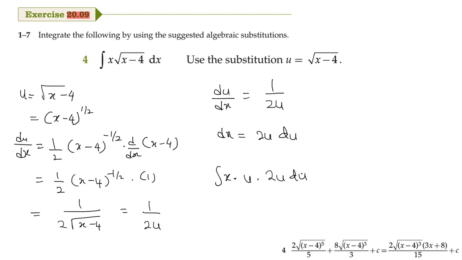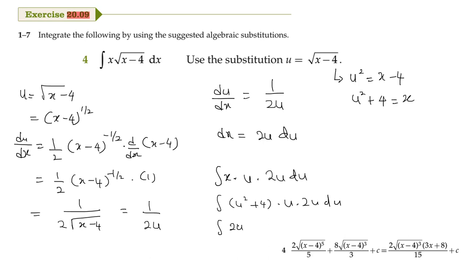Your function is in terms of two variables. So, what we need to do is find your x from here. Okay. So, therefore, you may play around. Change your surd become squared. So, u squared equal to x minus 4. Now, put your x as a subject. It becomes u squared plus 4 equal to x. So, now you might change it to u squared plus 4 times u times 2u du. Okay, so what you will have here is 2u power of 4 plus 8u squared du.